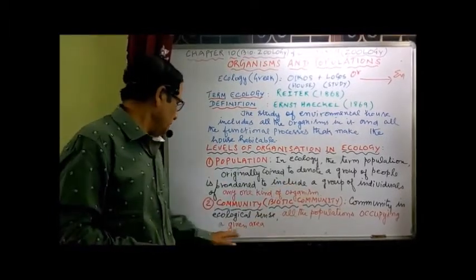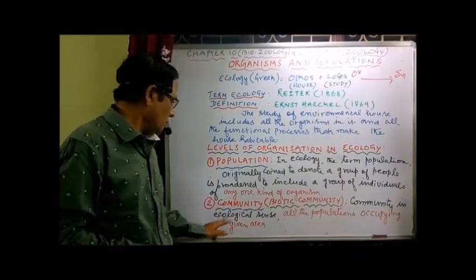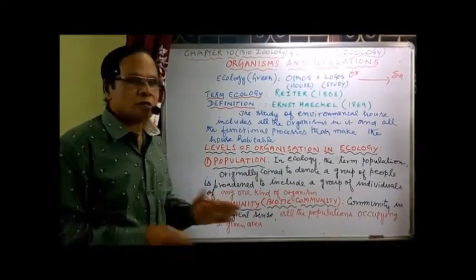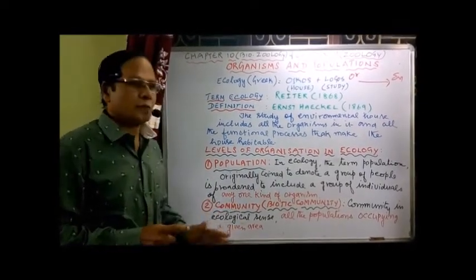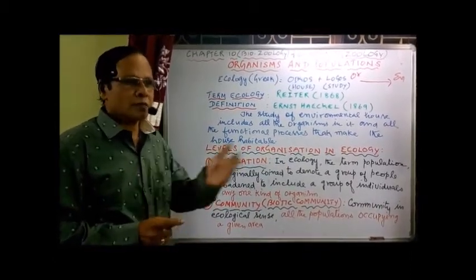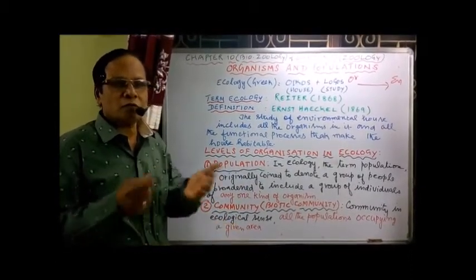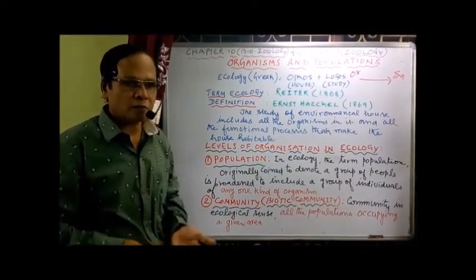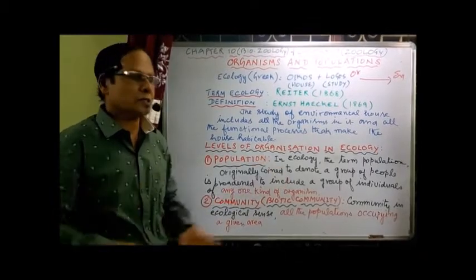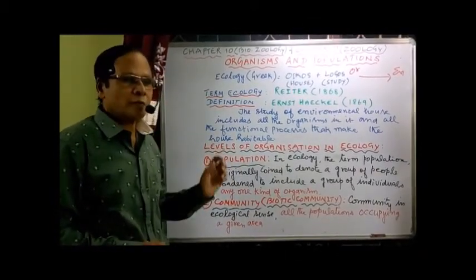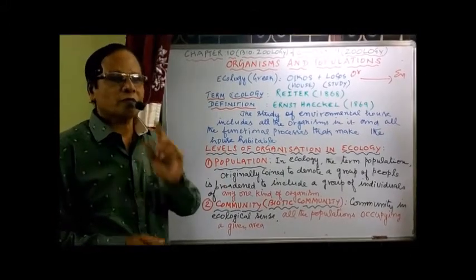Community is in the ecological sense, we are talking in terms of ecology. All the different populations occupy a given area. For example, if you take Pondicherry, in Pondicherry we have together goat population, cattle population, human population and other populations. A community is nothing but a collection of many populations. A population comprises only one type of individuals.